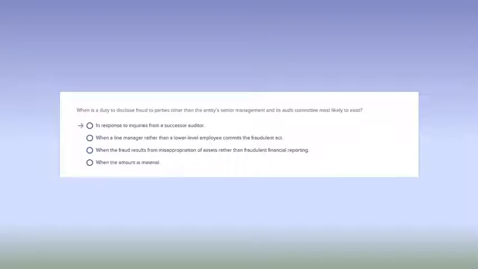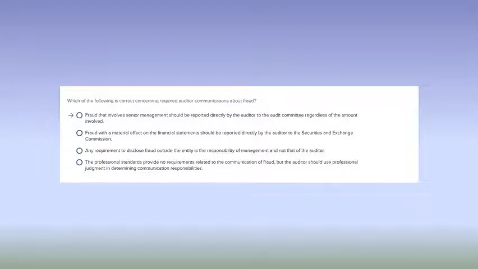Okay, let's take a look at this question: when is there a duty to disclose fraud to parties other than the entity, senior management, and audit committee? And there we go. There's our successor auditor. If they ask about that, the predecessor, well, not if, when. They are required to inquire about that before they can accept the client. And we are required to respond to that and give them the information about fraud that we are aware of.